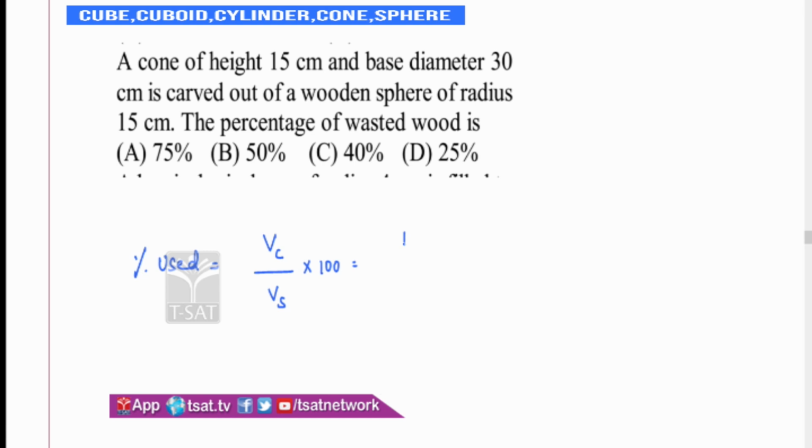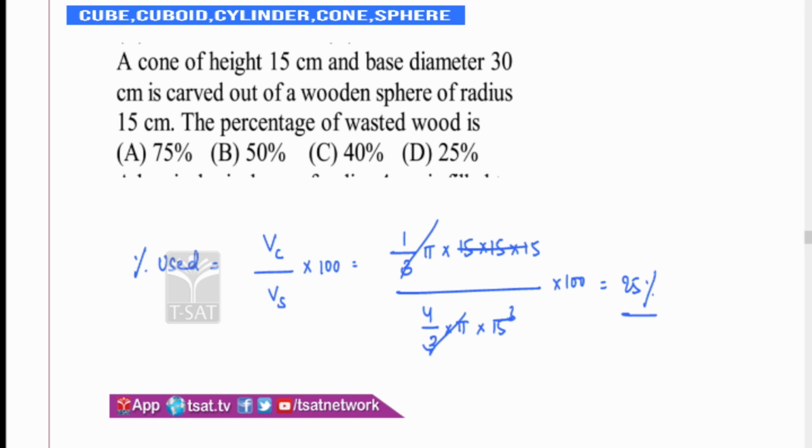Volume of a cone is 1/3 of pi r square h. R is 15, therefore 15 into 15. H is also 15. Divided by 4/3 pi r cube, where r is also 15. 15 cube, 15 cube cancel. Pi by 3 cancel, into 100. 1/4 of 100 means 25% of the wood is used. If you are using 25% of the wood, therefore what is the percentage wastage? 75% of the wood is wasted.